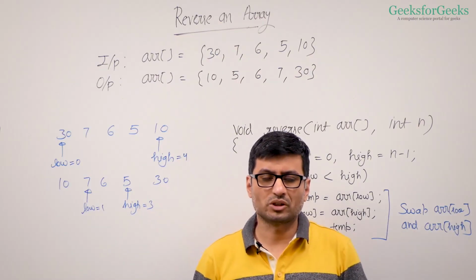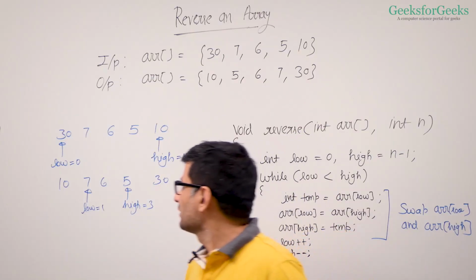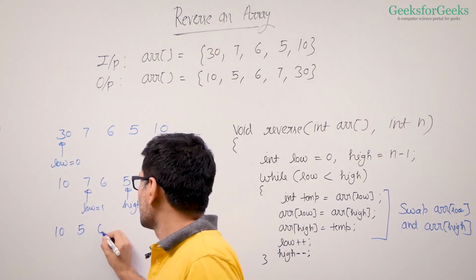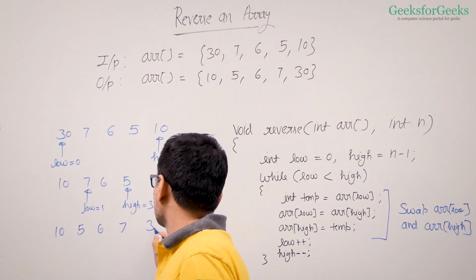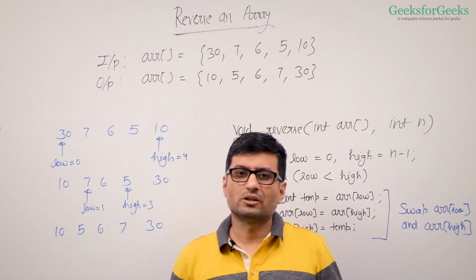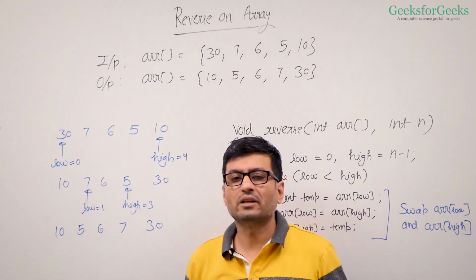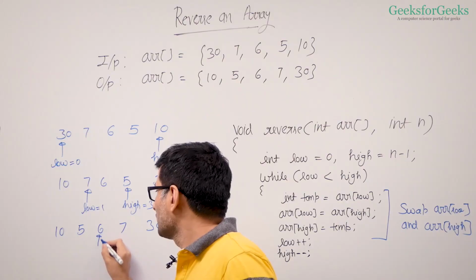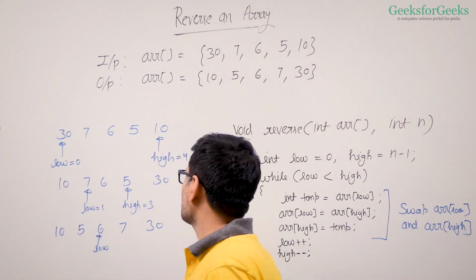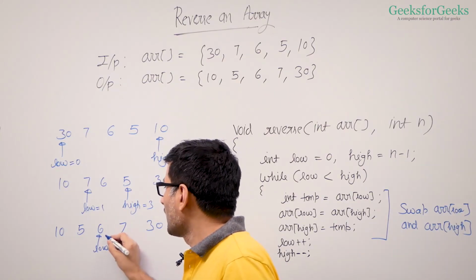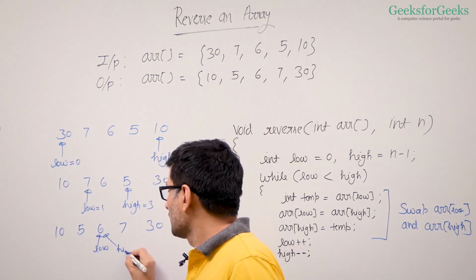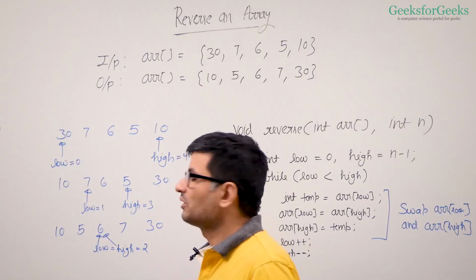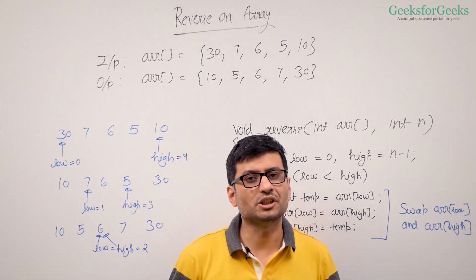We again swap because low is still smaller than high. So what do we get after swapping? We get 5, 6, 7 and 30. So we have swapped array low and array high. And what are our new low and high? Low comes here. Low plus plus. High minus minus. High also comes here. So low is equal to high is equal to 2. They both are having index of the same element.